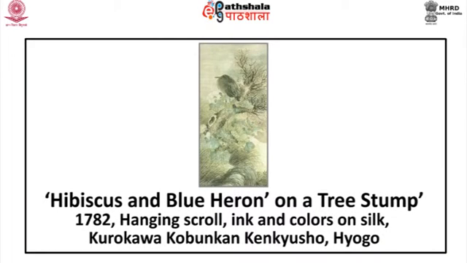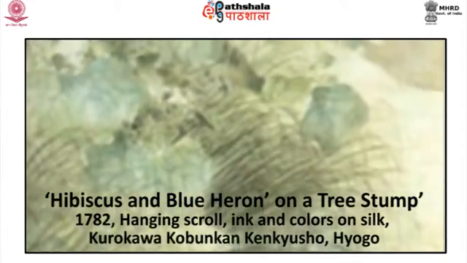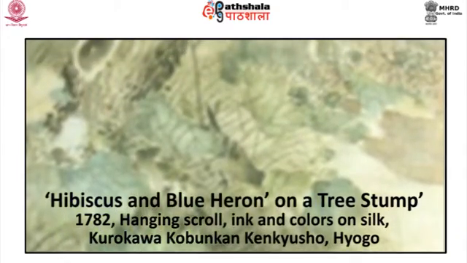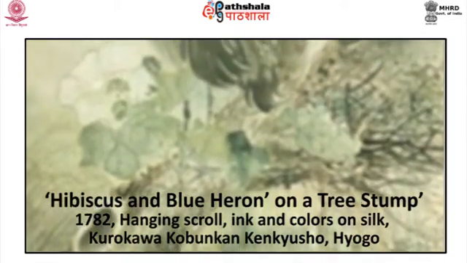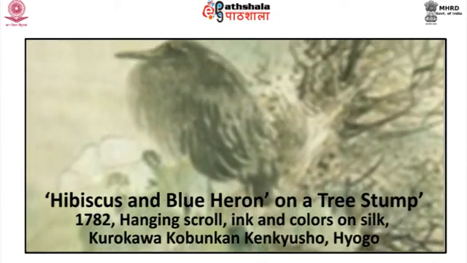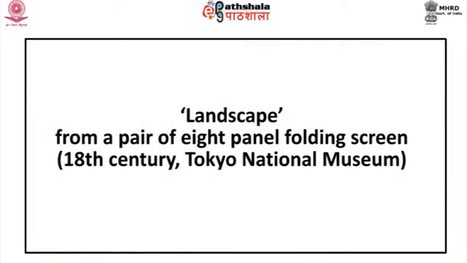A painting, Hibiscus and Blue Heron on a Tree Stump, dated to 1782, a hanging scroll, ink and colors on silk, is excellent both in poetic quality and in brushwork. This work is more indebted to Buson than to Okyo. The long, fibrous and short feathery brushstrokes used in rendering the foliage are particularly reminiscent of Buson's style. Goshun's other famous work is his landscape from a pair of 8-panel folding screens dated to the 18th century and at present in the Tokyo National Museum.